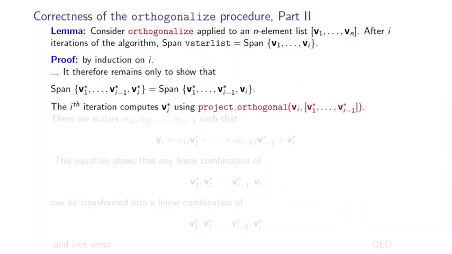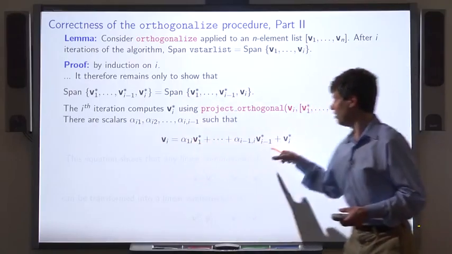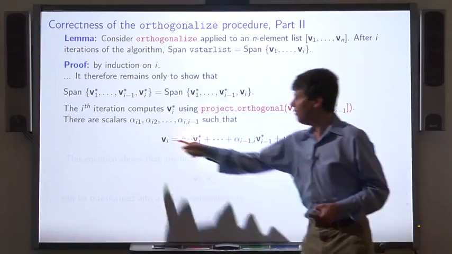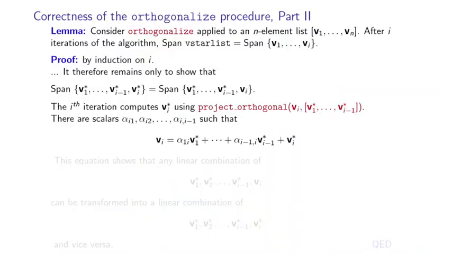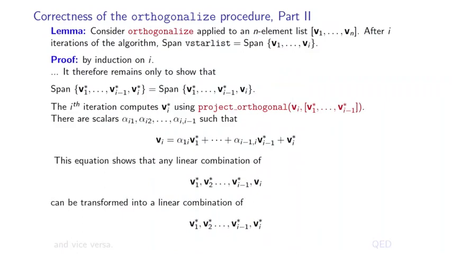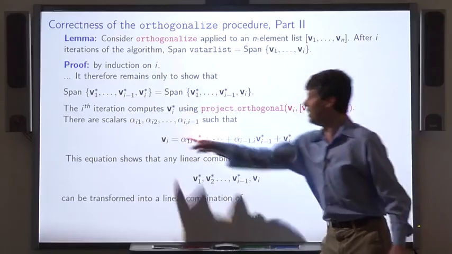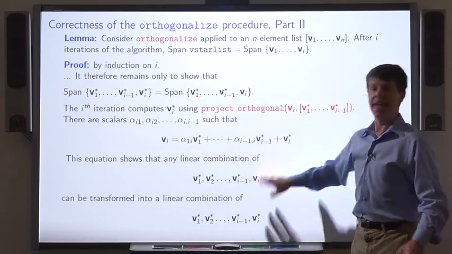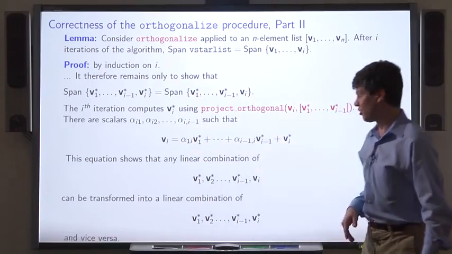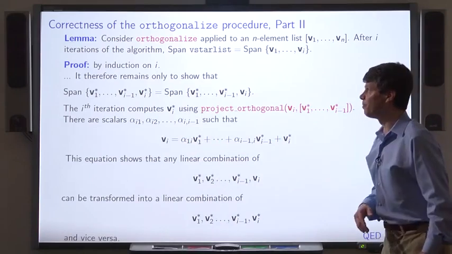The ith iteration computes Vi star by projecting Vi orthogonal to V1 star through Vi minus 1 star. Therefore, there are coefficients such that this equation holds. Vi is a linear combination of V1 star through Vi star. This equation shows that any linear combination of V1 star through Vi minus 1 star together with Vi can be rewritten as a linear combination of V1 star through Vi star, because Vi can be written in that way, and vice versa. So this shows the induction step and completes the proof.